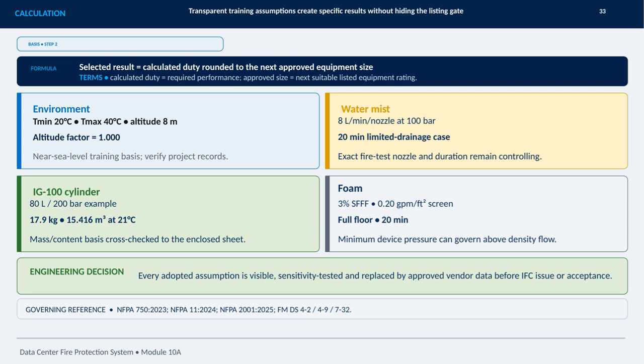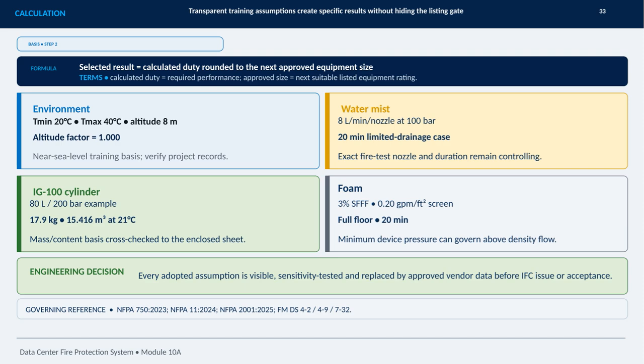For the environment, the training basis uses temperatures from 20 to 40 degrees Celsius, an altitude of 8 meters, and an altitude factor of 1.000. The water mist case assumes 8 liters per minute per nozzle at 100 bar for a 20-minute limited drainage scenario, while recognizing that the exact fire test nozzle and duration remain controlling.